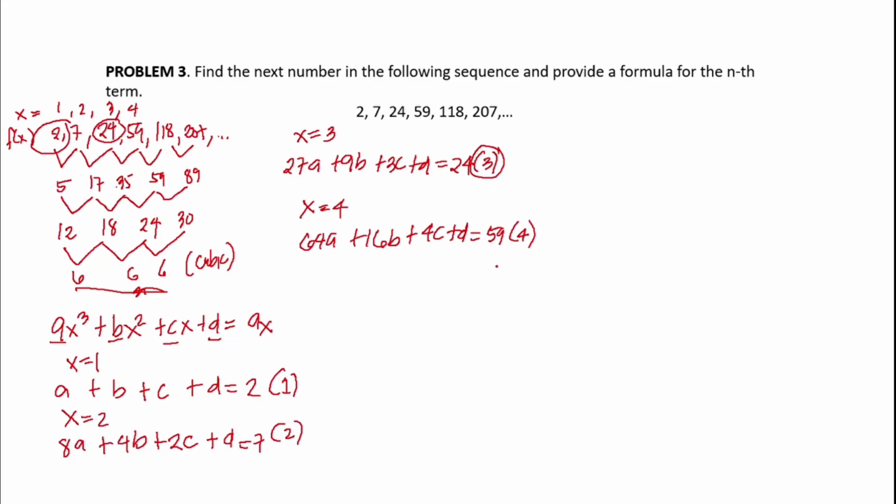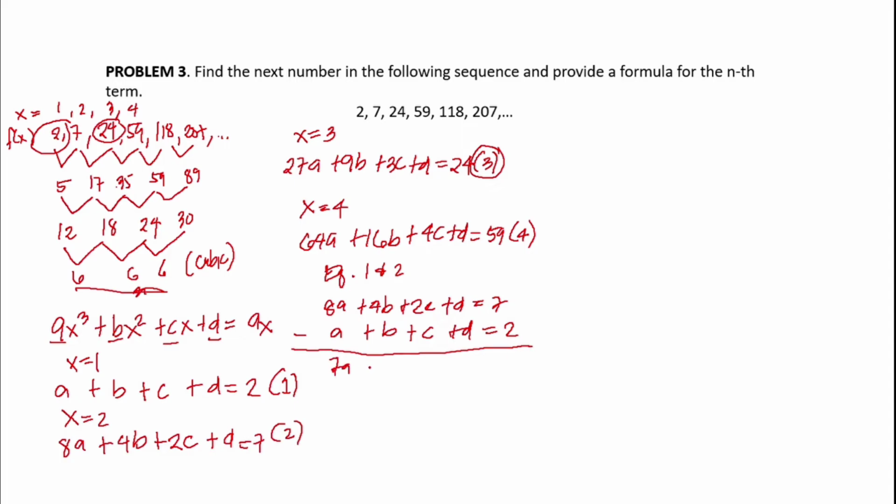So next, we have substituted using the formula. Next we need a simultaneous equation in order for us to get the values of the unknowns. So let us take first equations 1 and 2. We have 8a plus 4b plus 2c plus d is equal to 7, minus a plus b plus c plus d is equal to 2. Subtract here, this becomes 7a plus 3b plus c, this is 0, and this is 5. So we come up with equation number 5.